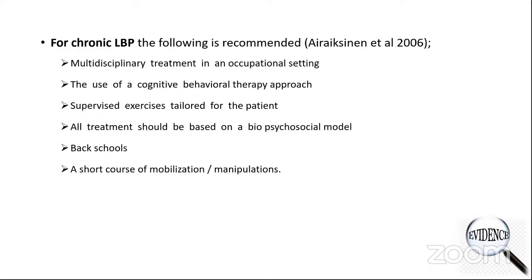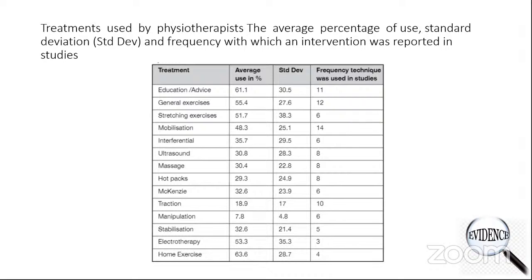After that, they have used back school, and for a short course of time, they have used mobilization and manipulation. So, a summary of exercises which have been used in low back pain: when a patient comes to a therapist, generally the physiotherapist advises or educates the patient. They will teach them general exercises, stretching exercises, then therapists will do mobilization. Apart from that, they will use some machines like interferential or ultrasound. They can also use some massage techniques, hot packs, McKenzie, traction, manipulation, stabilization, electrotherapy, and home exercises.